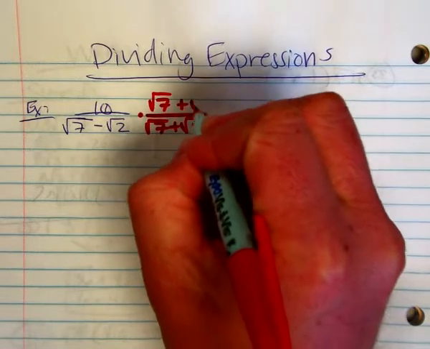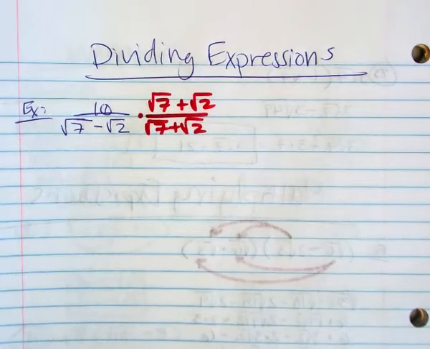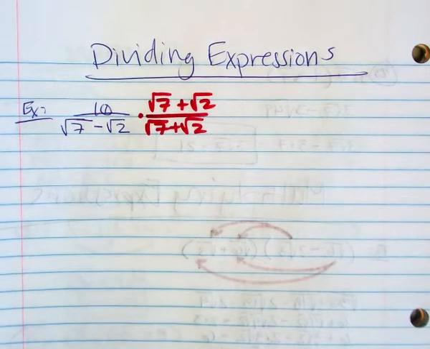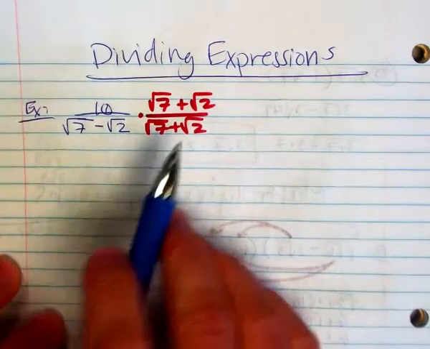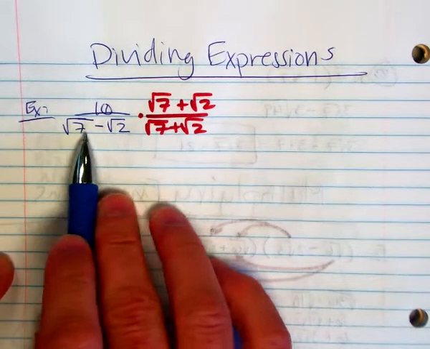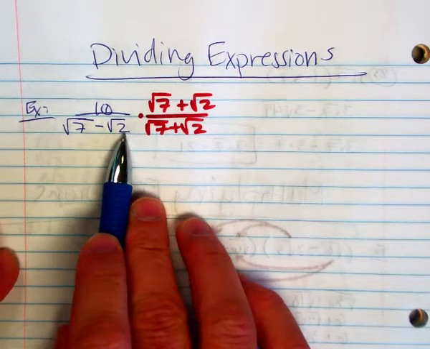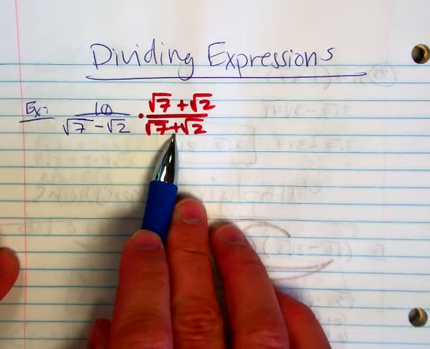Same thing on the top and the bottom. Whatever you do to one side, you have to do to the other. So all I did was take the expression I had, root 7 minus root 2, and I just changed the sign in the middle. Instead of minus, it's plus.